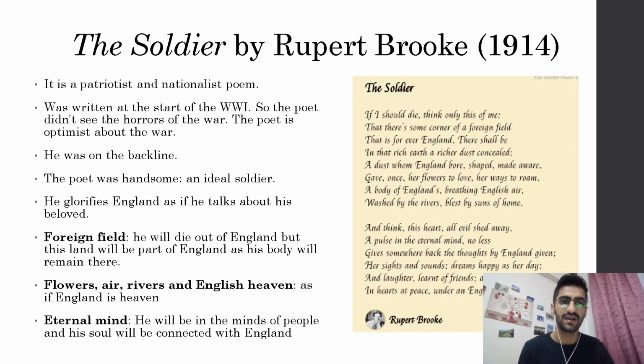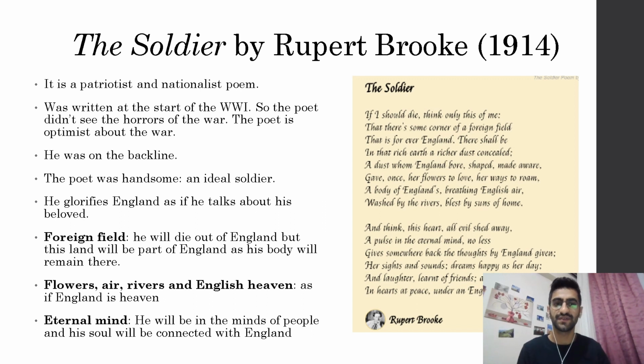And then about him, he was a very handsome man. So he was an ideal soldier figure for the British people, for a man to protect his land. He was an ideal person, because he's so handsome, he's so tall, he's a gentleman. So he is a man who protects his country. He's an ideal symbol of a perfect soldier. So in this poem, he glorifies England as if he talks about his beloved.